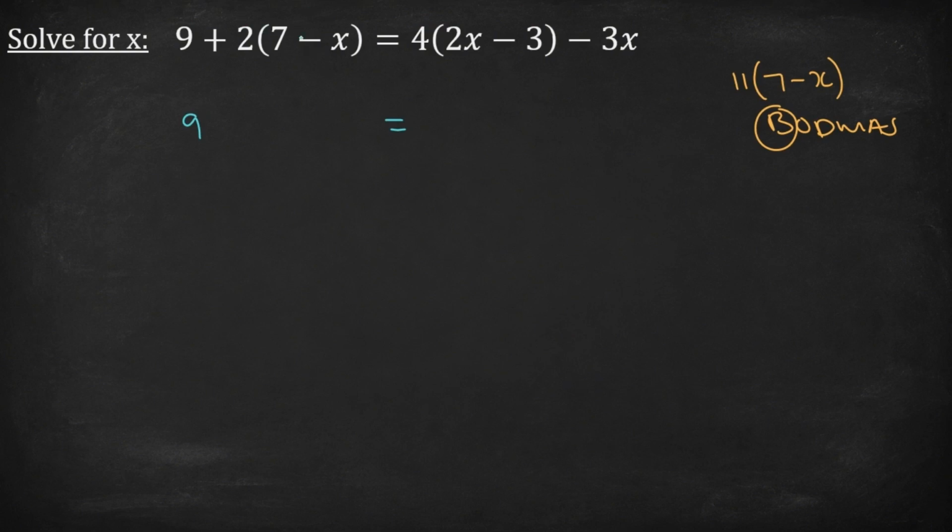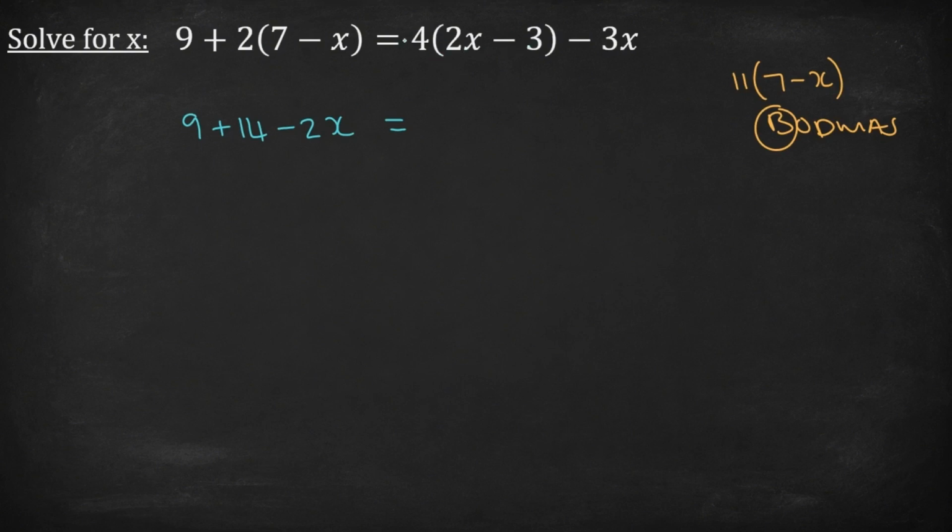We are first going to distribute this 2 into the bracket. But be careful. This positive sign applies to the 2. So it is positive 2 times 7, and that gives us positive 14. And positive 2 times negative x is negative 2x. Now the left-hand side is done for now. Let's move on to the right-hand side.